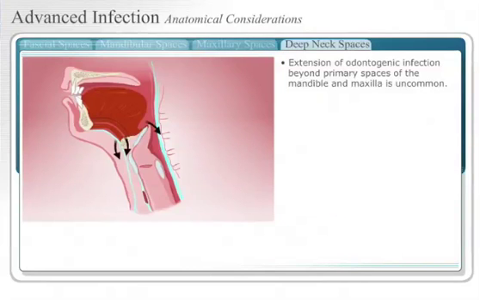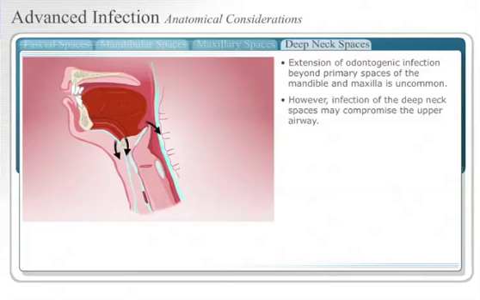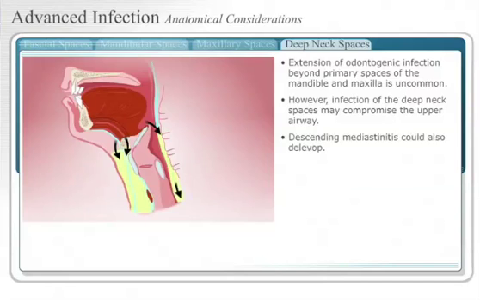Extension of odontogenic infections beyond the primary spaces of the mandible and maxilla is uncommon. However, when infection spreads to the deep neck spaces, the upper airway may be compromised or descending mediastinitis could result.